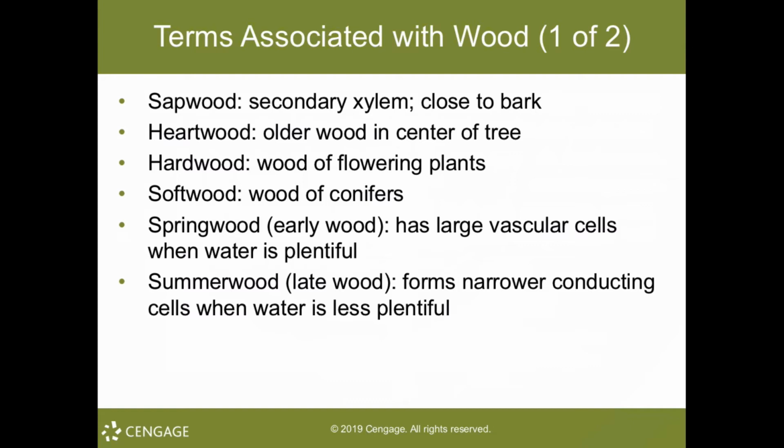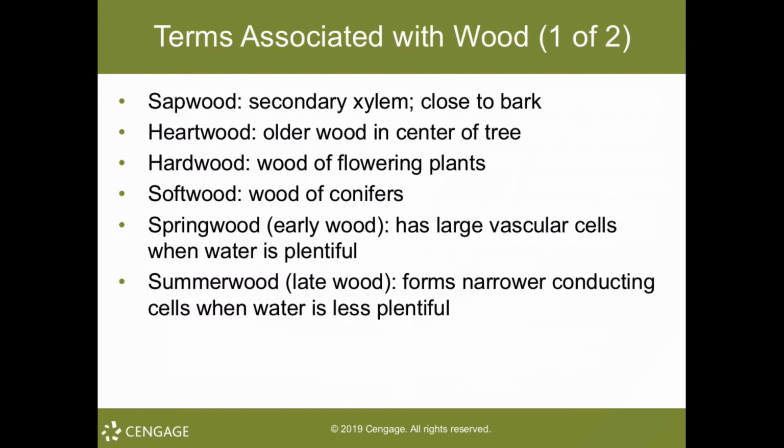So next up, of course, is going to be to contrast both springwood and summerwood. So springwood is also called earlywood. As it's stated here, springwood or earlywood has those large vascular cells when water is plentiful. They say there are sometimes things called spring showers. Thereafter is summerwood or latewood. This wood is forming thereafter, and it has narrower conducting cells, and this is when the water is less plentiful.